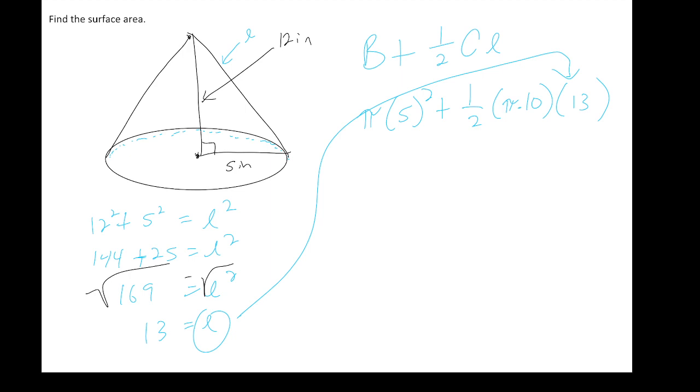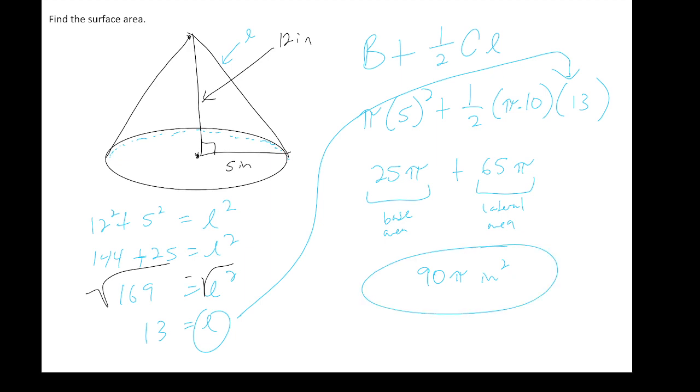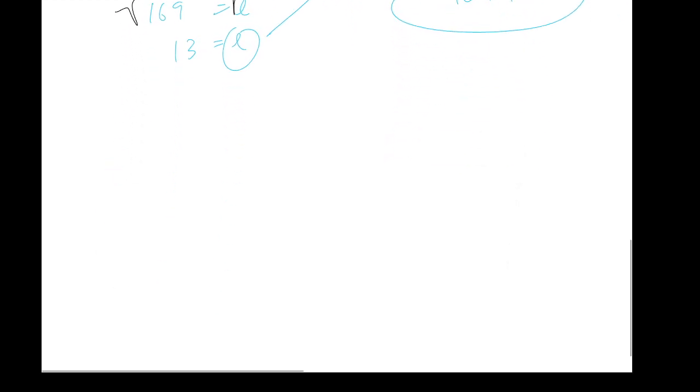So then I have 5 squared, which is 25 pi. Again, this is my base area, just for reference. Plus 1/2 of 10 pi times 13. 1/2 of 10 pi is 5 pi. 5 times 13 is 65, and that is my lateral area. And these are both in terms of pi, so we can combine. 25 plus 65 is 90 pi inches squared. Awesome. So now let's find the volume of a cone.